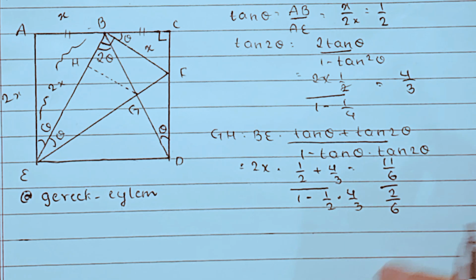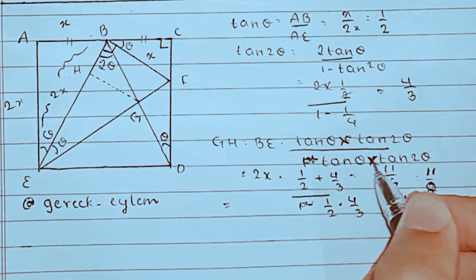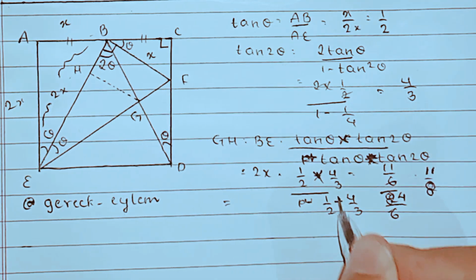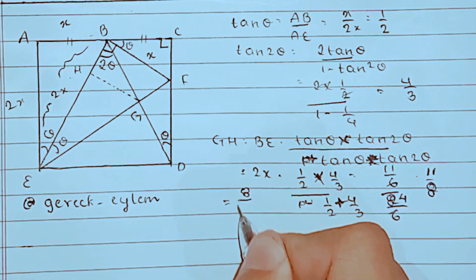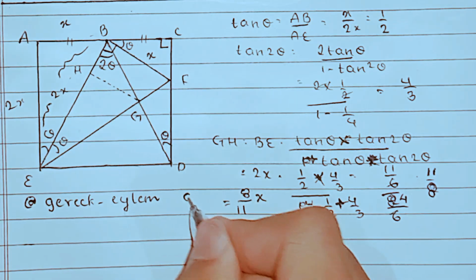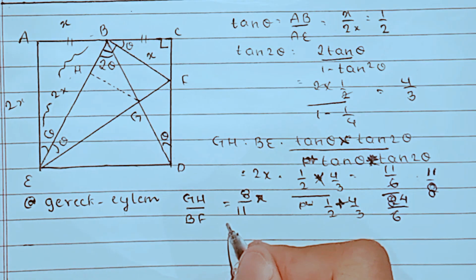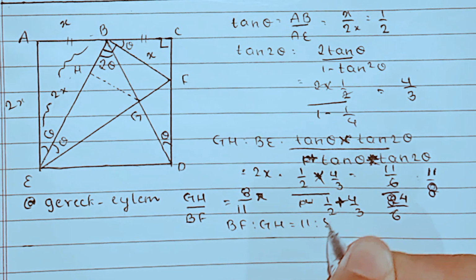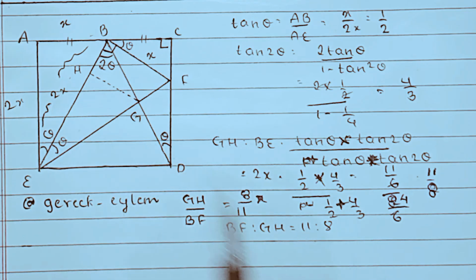Okay, we have made a small mistake here. We must multiply in the numerator and the denominator accordingly. If we do this, then we will get 8 by 11 x. So if x we have assumed to be BF, then GH upon BF is equal to 8 by 11, that is, we can write it as BF is to GH equals 11 is to 8.